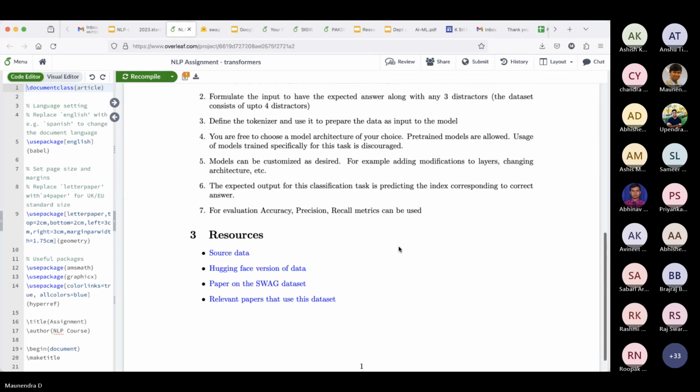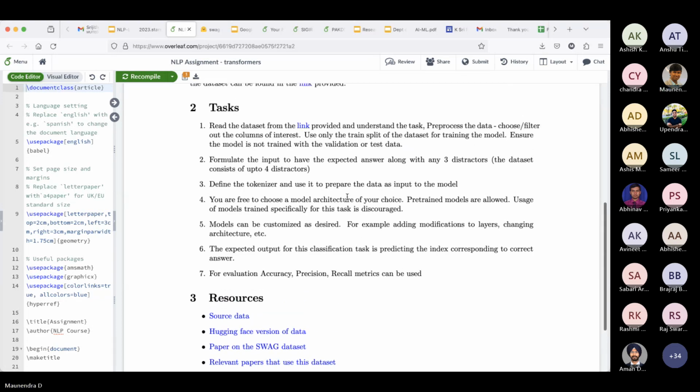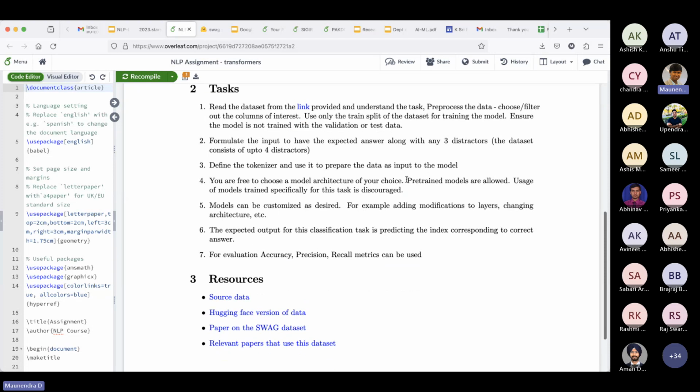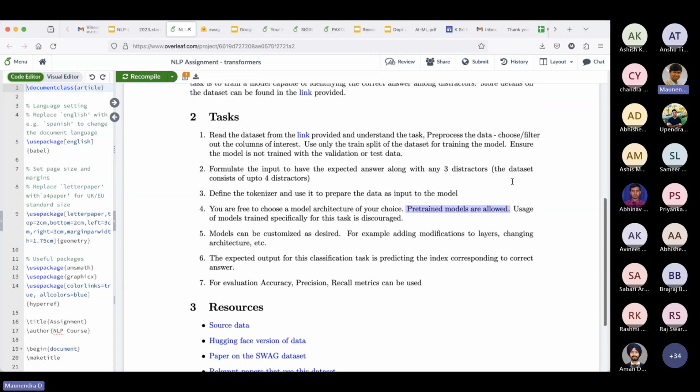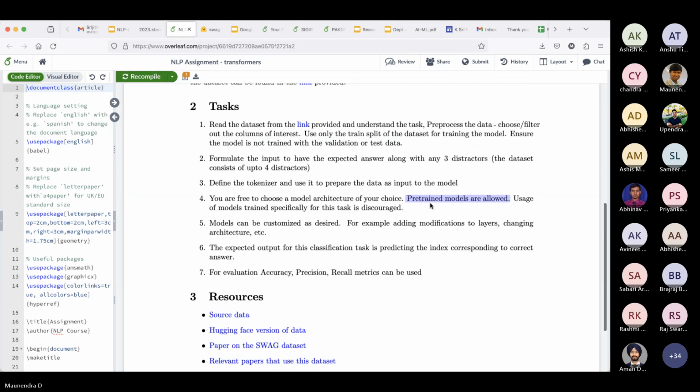But sir, we need to pre-train the model with our data in that case. Only the pre-trained models are not allowed, that's what you said, right? No, pre-trained models are allowed. But we will have to fine-tune it, right? Yes, but there might be models which are specifically pre-trained and fine-tuned for this particular task. Don't use those. Pre-trained BERT is allowed. Okay, so the models pre-trained specifically for these tasks are not allowed. Okay.